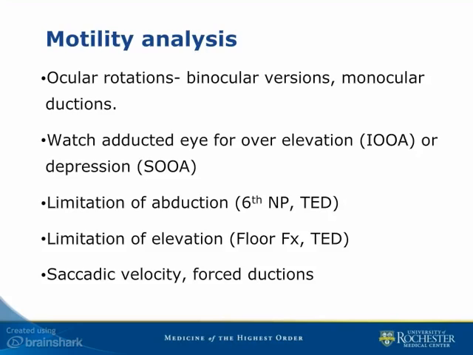When I'm looking at abduction, I'm seeing if there's any limitation, like sixth nerve palsies or thyroid eye disease. When I look for a limitation of elevation, I'm considering floor fractures or thyroid eye disease. You can also do special tests like saccadic velocity to see if a limitation of rotation is due to paresis or restriction, and doing forced ductions in the operating room is often helpful for restricted disease as well.